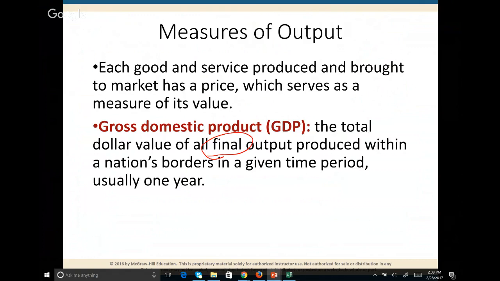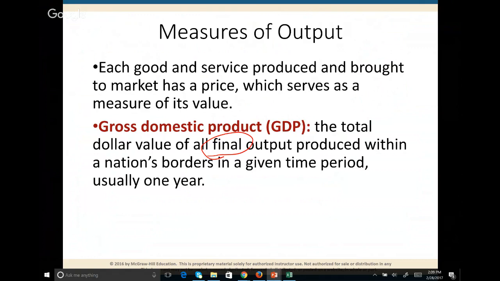The difference is, let's suppose you have a pack of printer paper. If a consumer buys it, they're going to use it and make notes on it. That will be a final good. But if a business buys this paper and makes it into a textbook, then that will be an intermediate good. So GDP only captures all the final goods. We don't care about any of the intermediate goods. We're going to ignore all the intermediate goods.